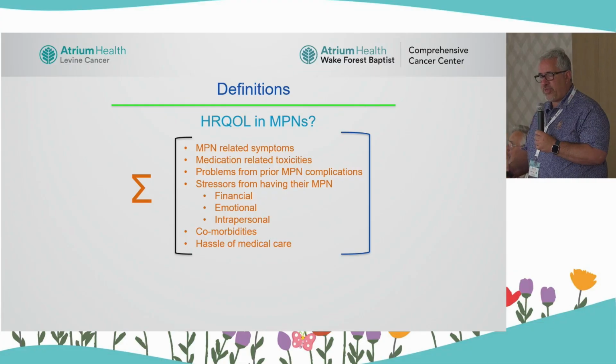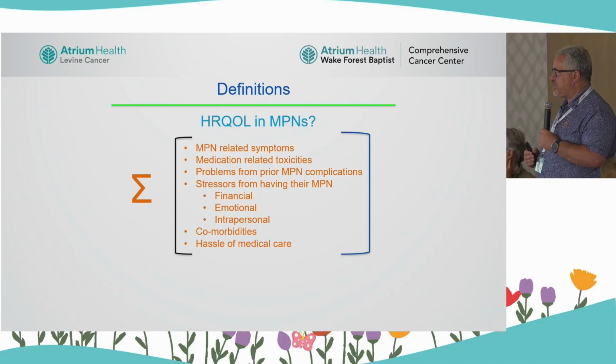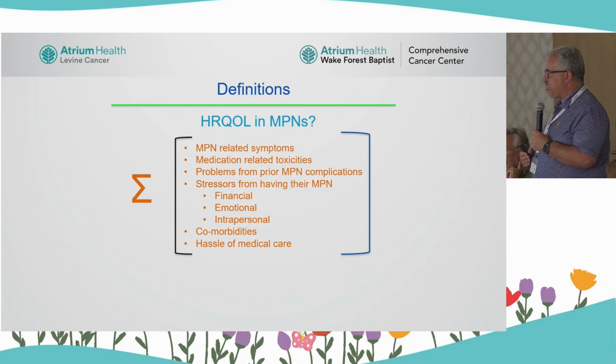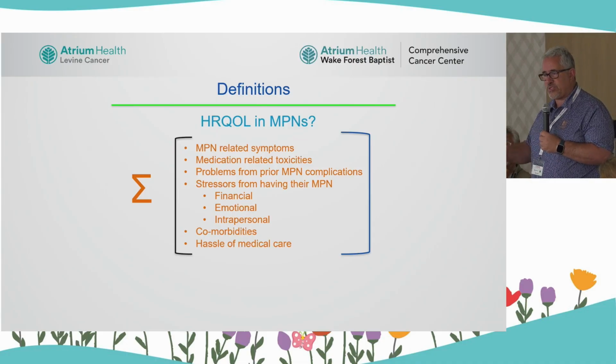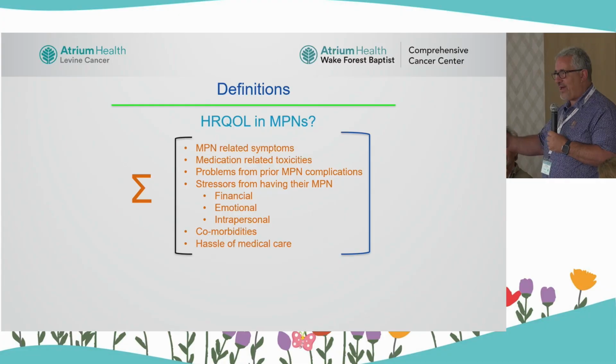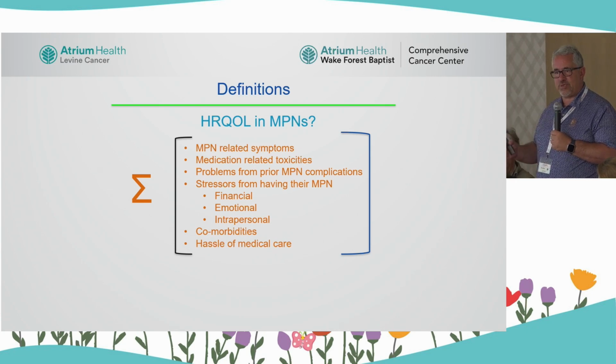And as we think about health-related quality of life, we realize it's a bit of all of these things. It's symptoms, it's medication side effects, it can be sometimes prior complications. If you had a blood clot in your leg and your leg always hurts and swells, that can be a negative in terms of your quality of life. The other stressors of having a disease. And having an uncommon disease is its own stressor.